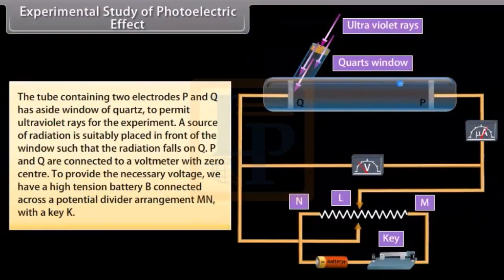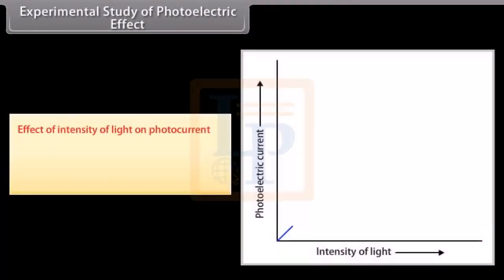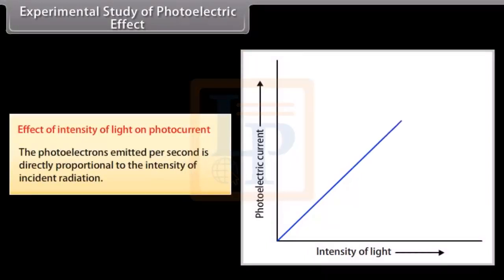Experimental study of photoelectric effect: apparatus and circuit. The tube containing two electrodes, P and Q, has a side window of quartz to permit ultraviolet rays for the experiment. A source of radiation is suitably placed in front of the window such that the radiation falls on Q. P and Q are connected to a voltmeter with zero center. To provide the necessary voltage, we have a high-tension battery B connected across a potential divider arrangement MN with a key K. Effect of intensity of light on photocurrent: the number of photoelectrons emitted per second is directly proportional to the intensity of incident radiation.